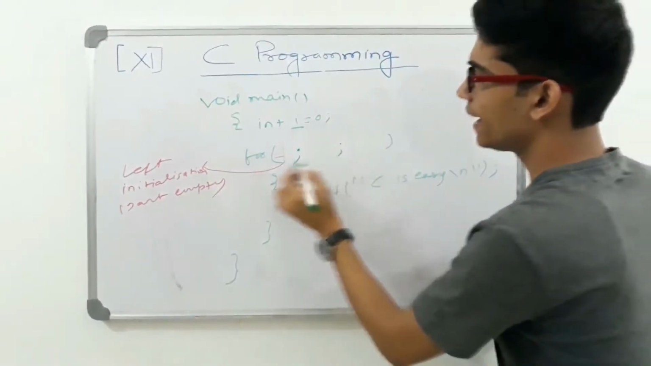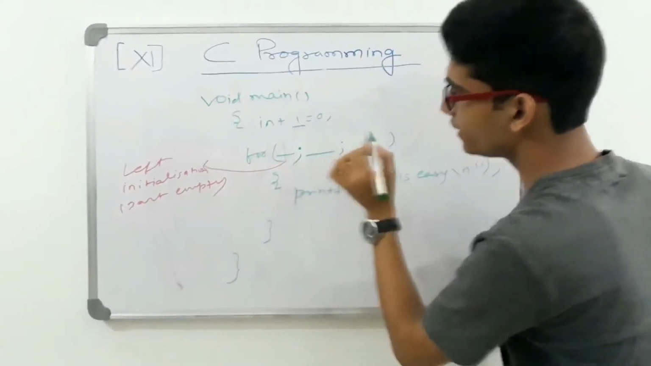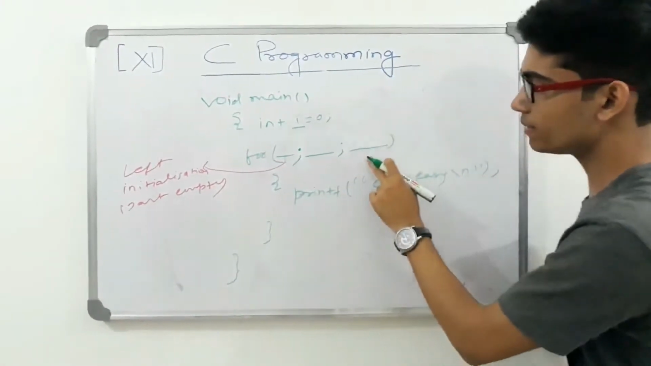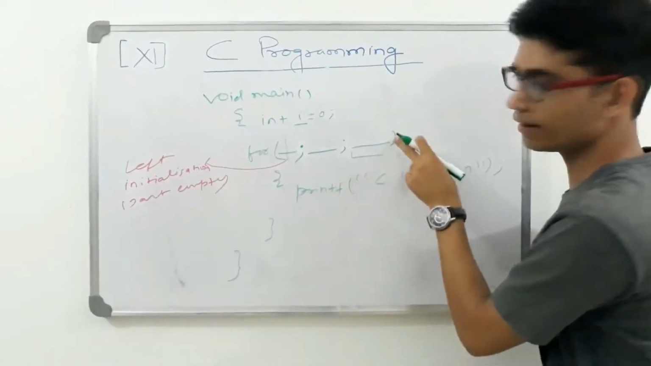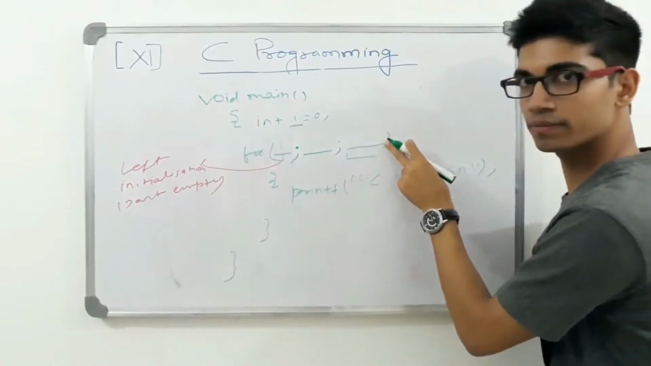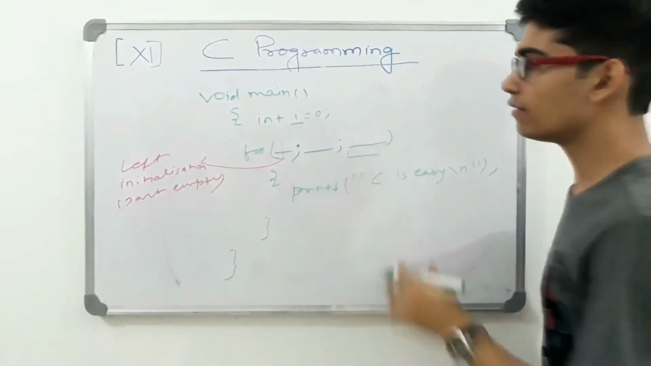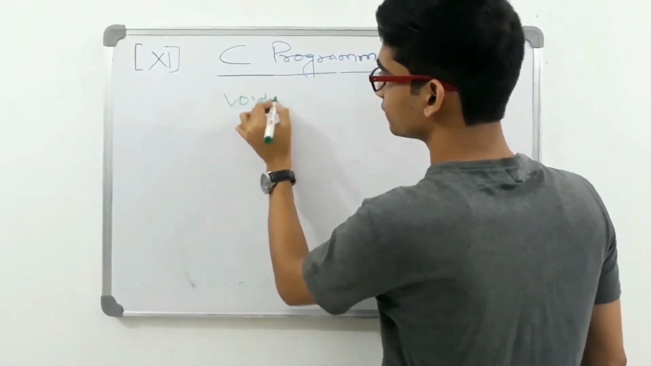So you can leave these blank, and you can write here any valid expression. Here also you can write any valid expression. But one thing that you should keep in mind is that whenever you are writing an expression here, do not put a semicolon here, because this is not the structure of the for loop. So this was the theoretical concept of the for loop. Now let us analyze some examples.